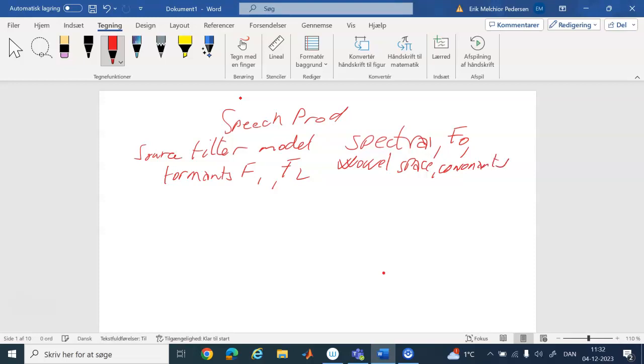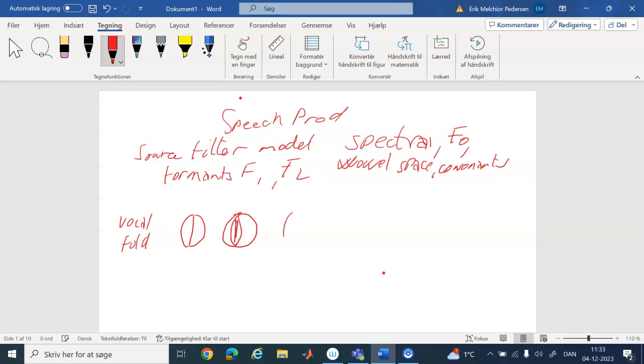I will talk about the vocal fold, and not much anatomy. We have the vocal fold. There are two folds separated by a glottis. It can be closed and open, and this area of the glottis is opened.